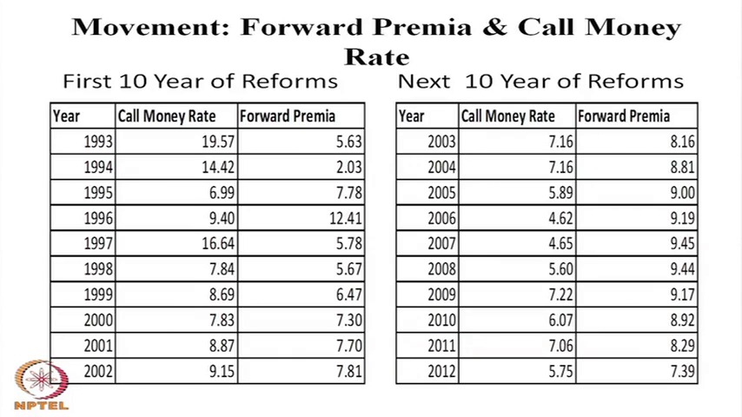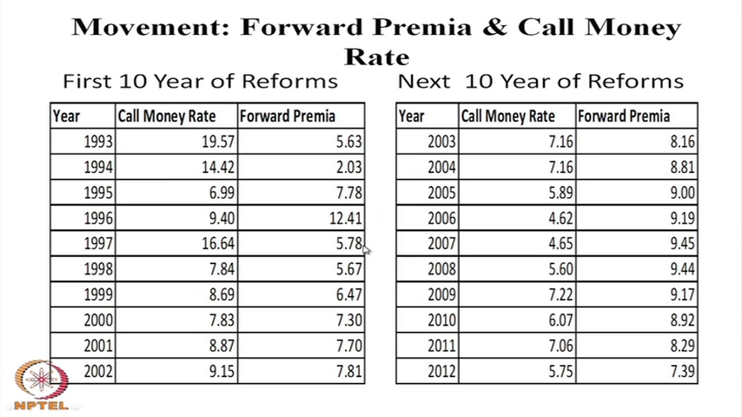If the forward premium and short-term money market rates are moving together, then you can say the two markets are integrated. So, here I have taken 10-year reform periods, and tried to compare the call money rate and the 3-month forward premium to see whether the two rates are moving together. If two rates are moving together, then the markets are integrated.